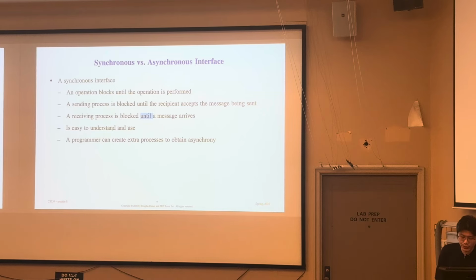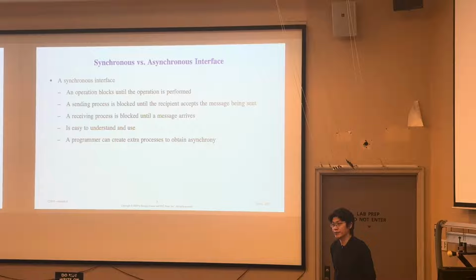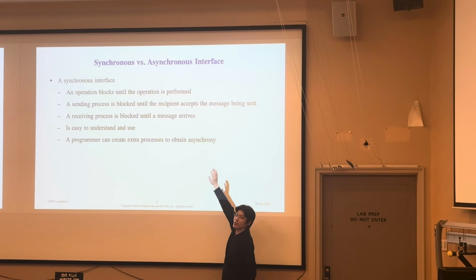It is easy to understand and use, and a programmer can create actual processes to obtain asynchrony. So this is a simple semantic, and if you want asynchrony on top of this synchronous interface, the user programmer process can create another process to be responsible for communication. In this way, you can achieve asynchrony. So you can implement asynchrony on top of synchrony.